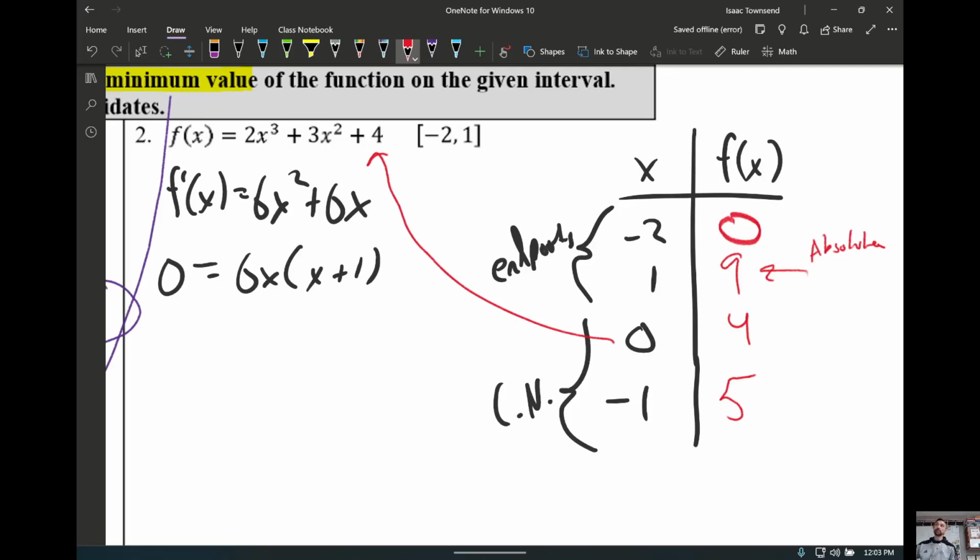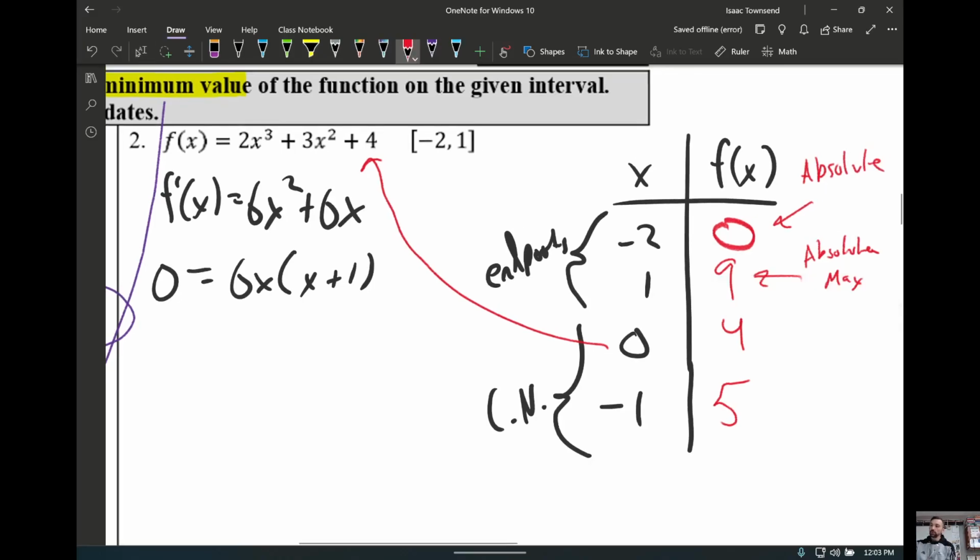Depending on what it's asking for, your answer could be 1 or 9. Be careful. Your absolute min has to be in this list, and I can see the smallest of those values is 0. So the absolute minimum, or the absolute minimum value, is 0, and it occurs at x equals -2. So just be careful. If it asks for the value, you want y. If it asks where, you would want to know the x.